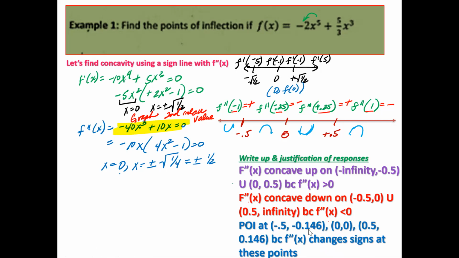And your last one, you should go ahead and say that your point of inflection is at negative 0.5, negative 0.146. The way that you get this part is that you have to plug the negative 0.5 back into the original equation to find the y value. Okay, do the same thing with 0, you get the y value of 0. Do the same thing with positive 0.5, and you get a positive 0.146. Because f double prime of x changes signs at these points. And that's how you would do the first question.